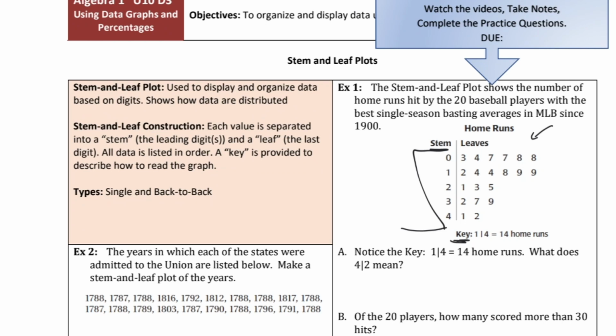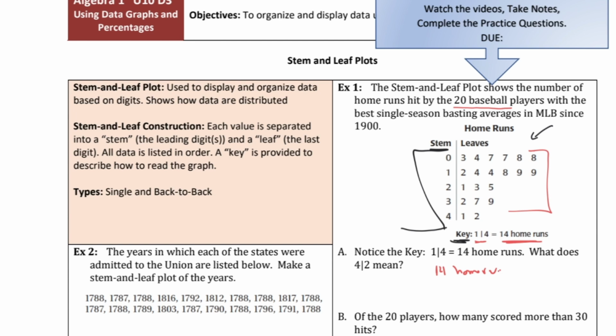The stem and leaf plot that we have here shows the number of home runs hit by the 20 baseball teams with the best single season batting averages in the MLB since 1900. We can see the stems are 0, 1, 2, 3, and 4, and your leaves are as listed. The key 1|4 means that there were 14 home runs total. So the first thing I want you to notice is that key. 1|4 tells you that your stem is connected to the leaf, and then you have 14 home runs.